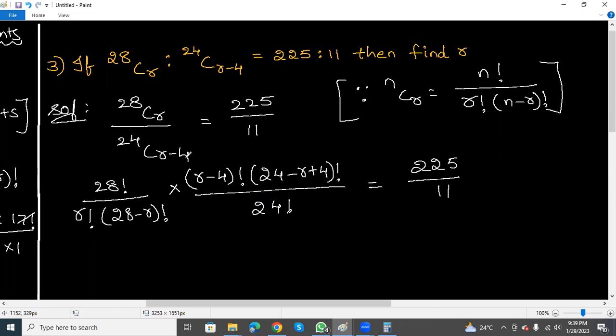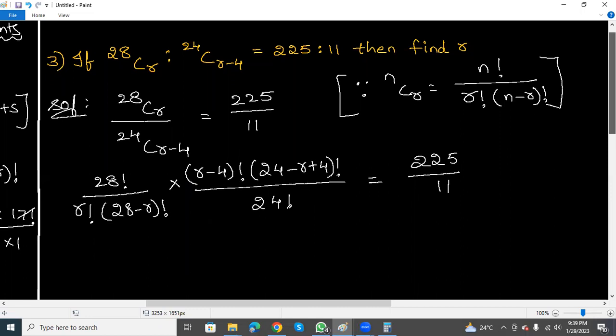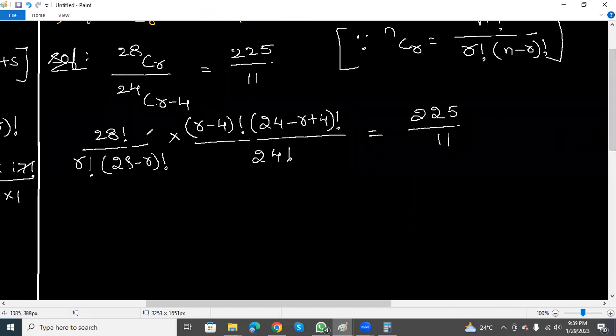Next, 24C(r-4) is there, no? So that one, if we apply it in the denominator, we put a multiplication sign and reciprocate this. In this way we can write. Now we need to find the cancellation part. Here 24 factorial is there, here 28 factorial is there. This big number 28 can be written in terms of a smaller factorial, right?